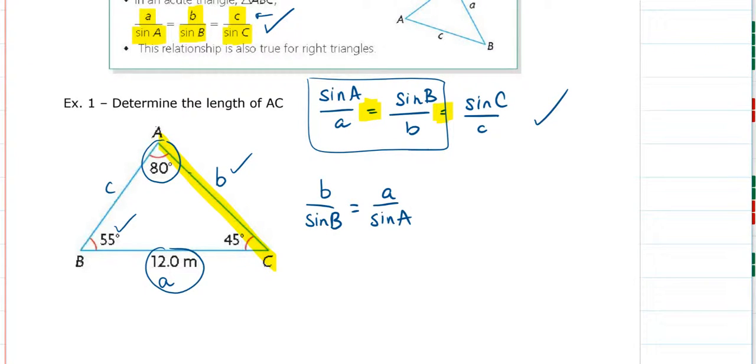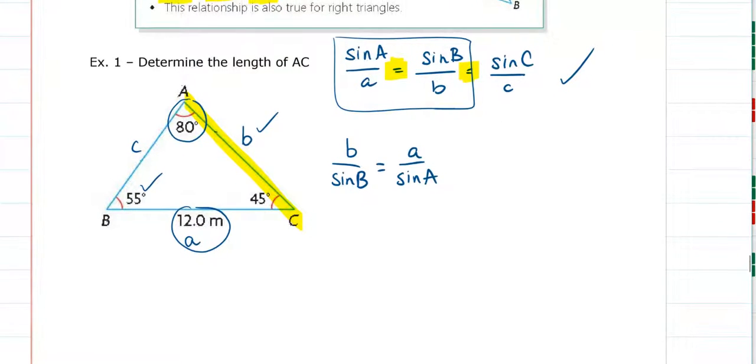I may post another video that proves the sine law, but for now we're just going to use the sine law. Okay, so if I apply the sine law, it says here that b divided by the sine of 55 degrees is equal to a, which is 12 meters, divided by the sine of angle A, so the sine of 80 degrees.